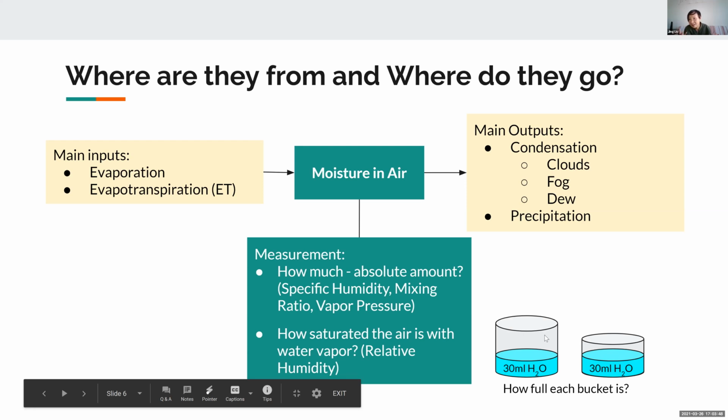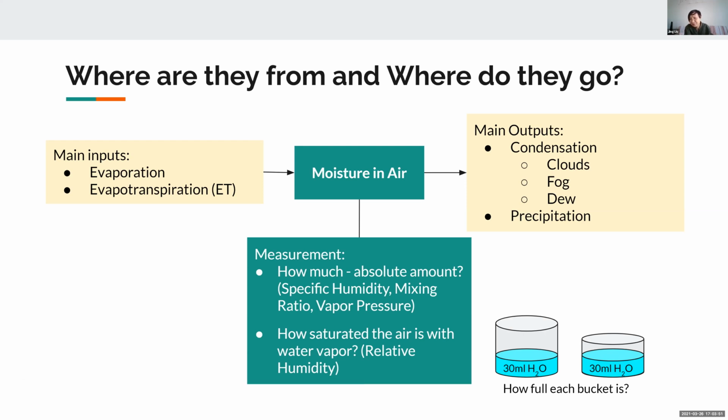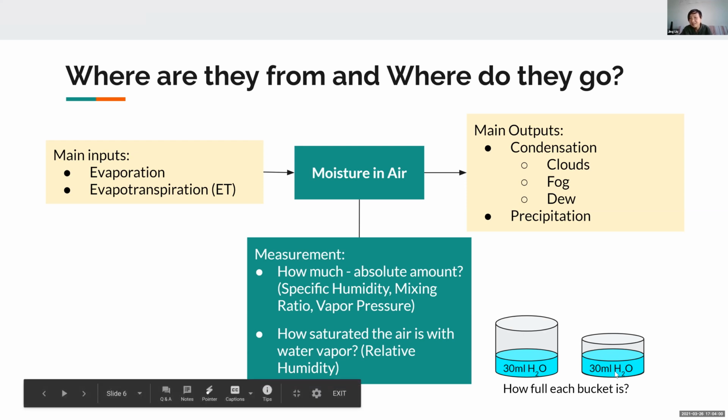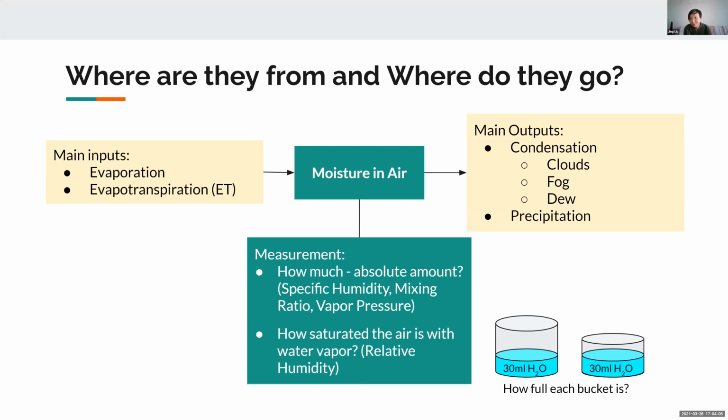30 milliliters of water cannot make it full at all, right? You have about two-thirds empty left. But the capacity of the second jar is a little bit smaller, so with the same absolute amount, 30 milliliters of water will make it half full. So this capacity determines how saturated your air is with water. That is a very important concept, how saturated it is. And keep in mind, this capacity is related to temperature.